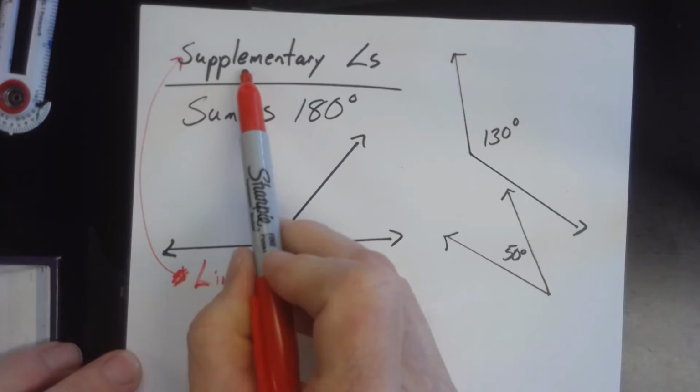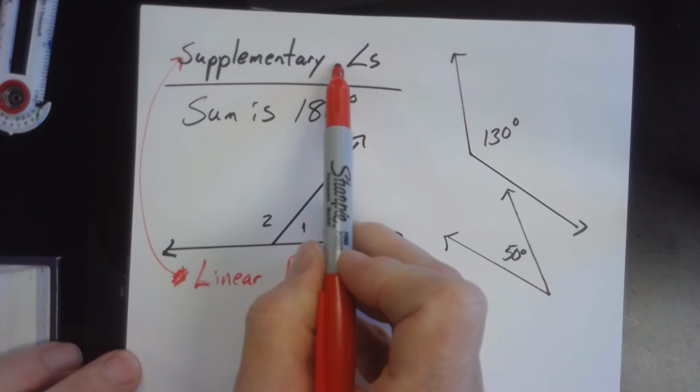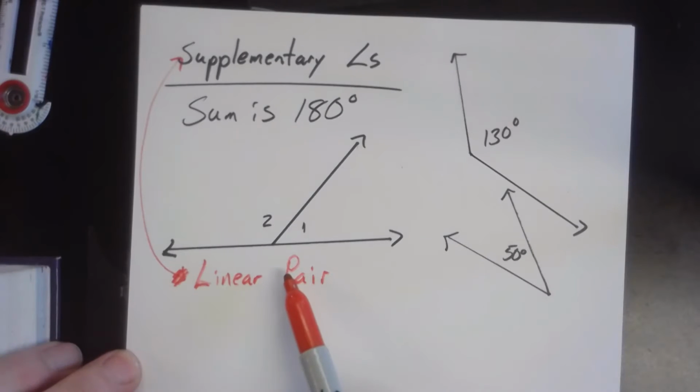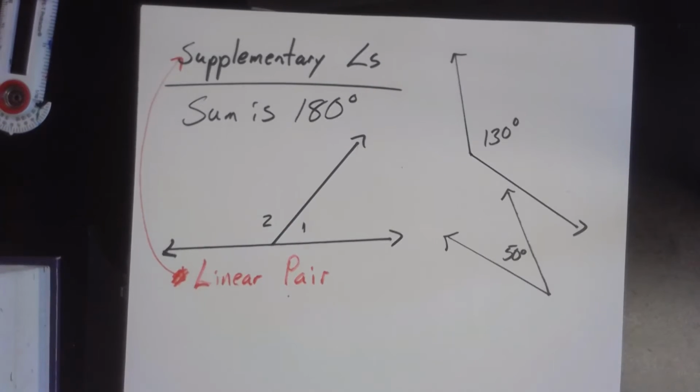Every pair of supplementary angles, is it always a linear pair? No. See how it doesn't go both ways? Kind of like you guys. Every one of you, everybody in this class, is a freshman. But is every freshman in our school in this class? Do you see how it doesn't go both ways?